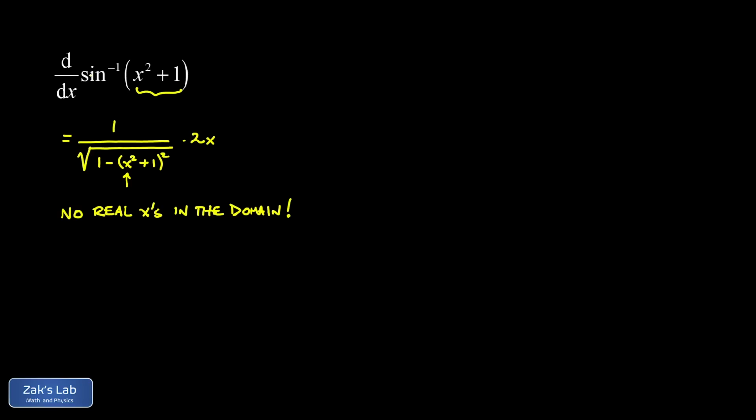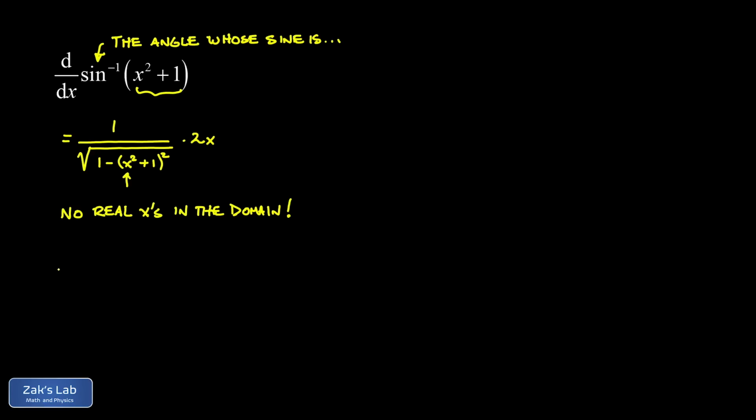And remember, when I write this inverse sine function, maybe you're used to writing it as arcsin, but I usually write it as sine with a little superscript of -1. This says the angle whose sine is. So we could read this as the angle whose sine is x squared plus 1.